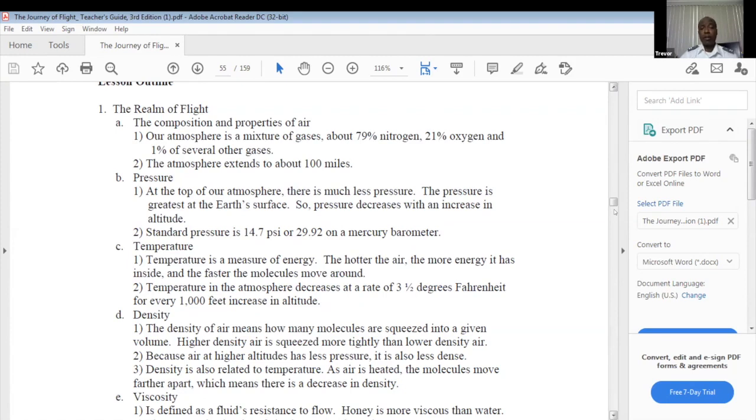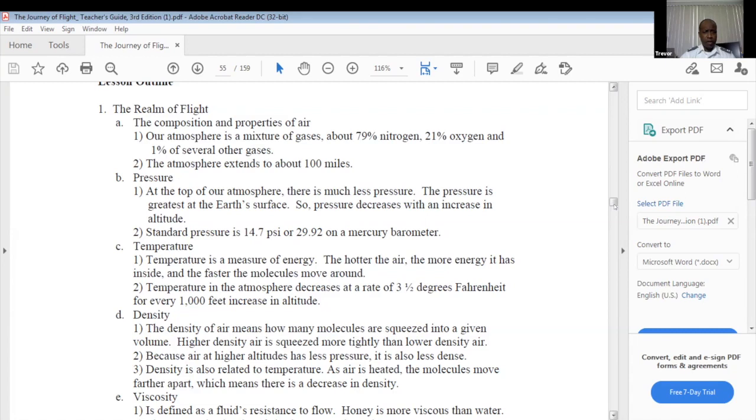Think of it as several blankets stacked on each other. So the pressure decreases with an increase in altitude. Or, I like to use the triangle. The apex of the triangle is smaller at the top, and at the base, it's much wider. If you think about it like that, as you go up, the pressure gets less and less, and at the base of the triangle, it gets heavier and heavier. We'll explore that in a minute.